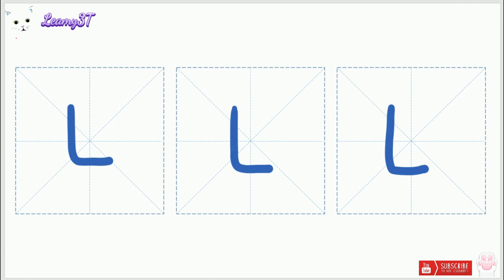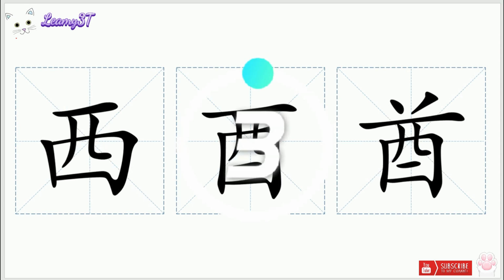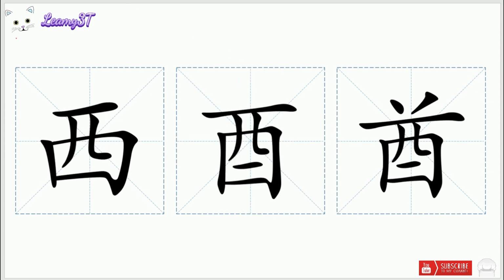Next, please find all the shùwān within 10 seconds. This one should be easy. Let's check. shùwān, shùwān, shùwān. Have you found everyone?